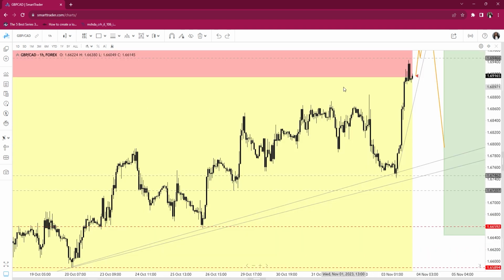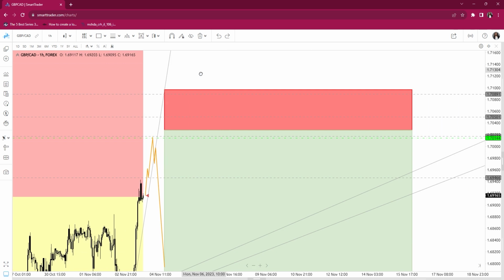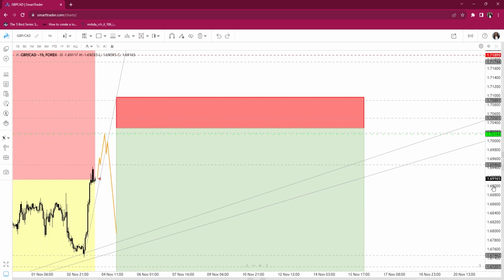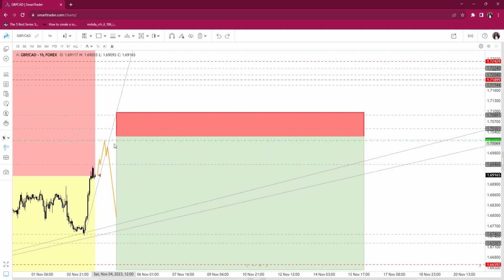How many pips is in here? 70. I can deal with that. I can definitely deal with that. And that puts us at 179. Yeah, I can deal with that.